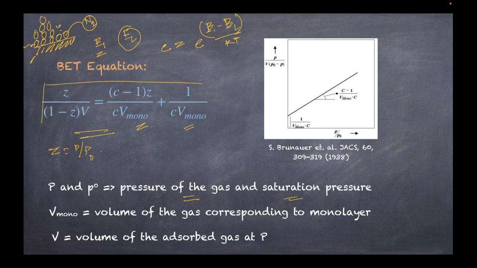Looking at this equation, it is like y equal to mx plus c, where y is this, x is Z, and m, the slope, is this term, and c, the intercept, is this term. So if you plot y versus x, that means this versus this, we can get a slope and an intercept. The values of the intercept and the slope are given, so we have to find the volume corresponding to the monolayer coverage. In this expression, V mono is the volume of the gas corresponding to the monolayer, so it is the volume of the monolayer coverage.